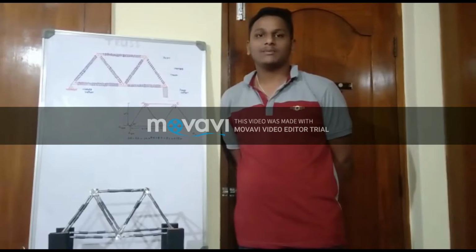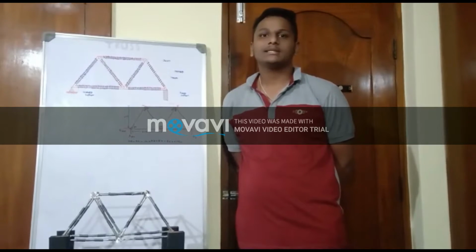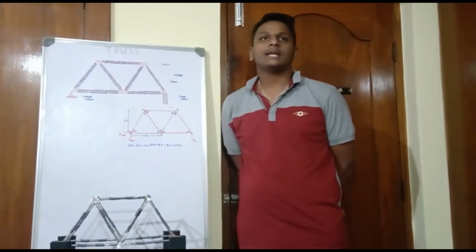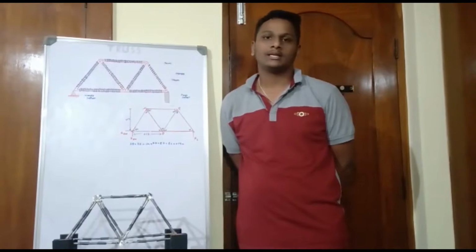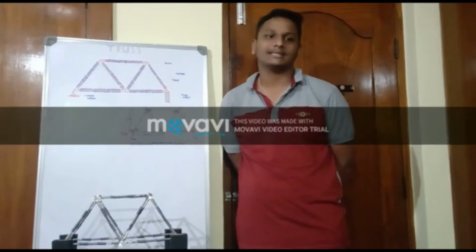As my friend Mayur explained about the trusses, let's talk about the truss bridges. Truss bridges are the bridges whose superstructures are made up of trusses. The types of truss bridges are cantilever truss, queen post truss, king post truss, and T-bridge trusses, etc.